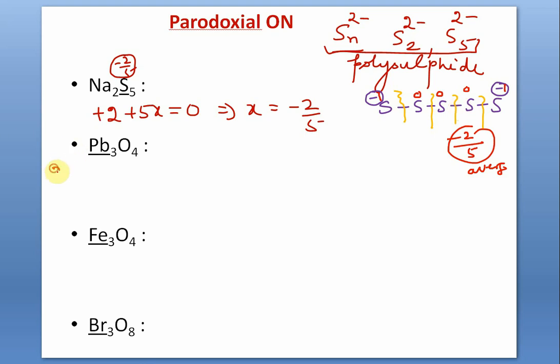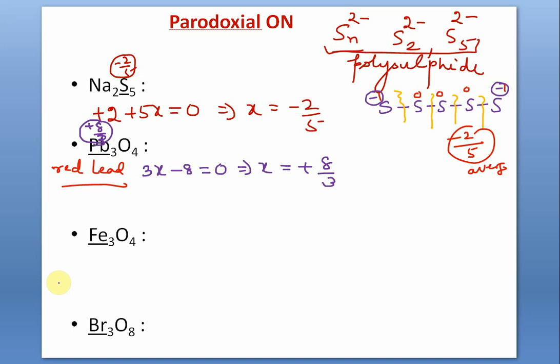Let's say this is called red lead. If you find by X method, then it is 3x minus 4 times 2 is equal to 0. So X is equal to plus 8 by 3. But undoubtedly you cannot believe it. How can lead have a fractional, or in fact any atom have a fractional oxidation number?